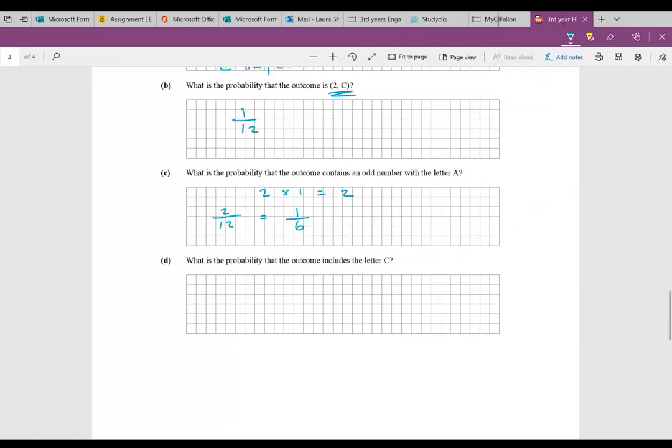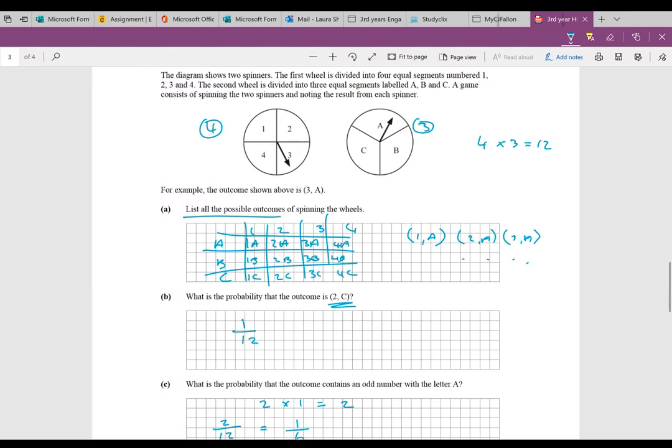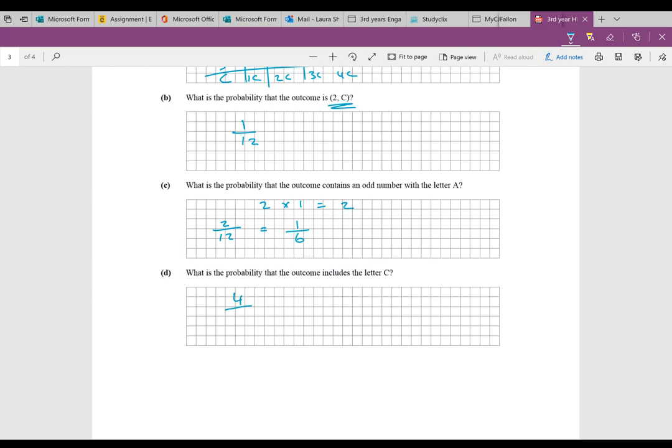What is the probability that the outcome includes the letter C? Okay, well, if I go back up here to my outcomes, includes the letter C, I've only got one of them. Okay, but each C can be matched with a 1, a 2, a 3, and a 4. Okay, so I actually have 4 C's out of 12, or 1/3.